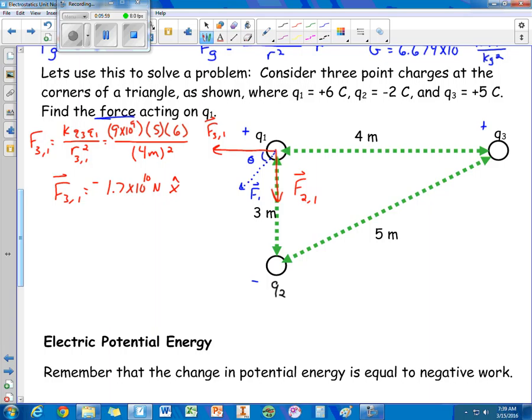And then the force 2,1 will be K Q2 Q1 divided by the distance 2,1 squared. So that's 9 billion times Q2 is 2 coulombs, Q1 is still 6 coulombs. Distance between them is 3 meters. Remember to square that.